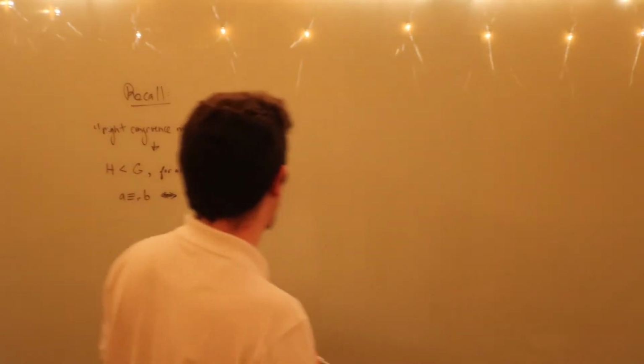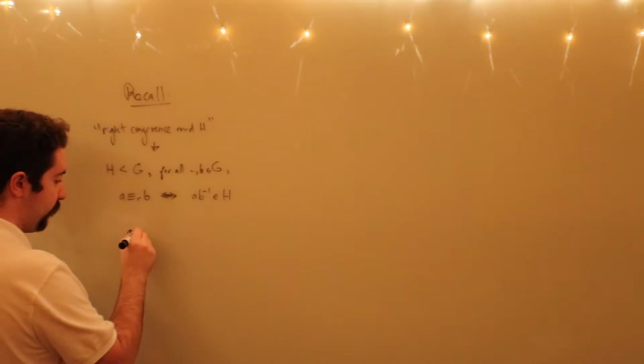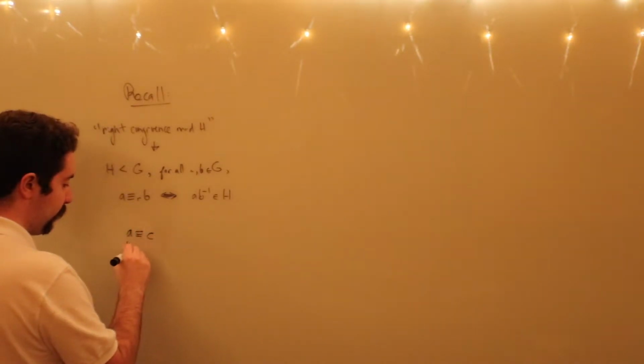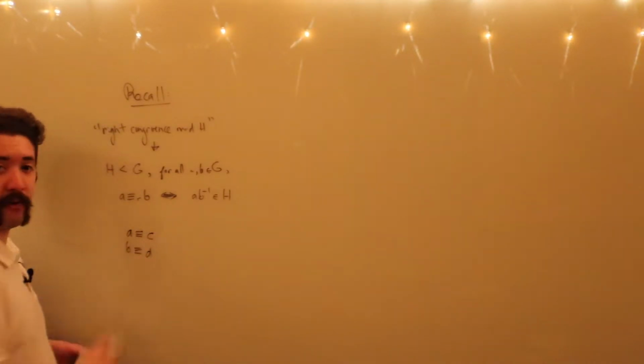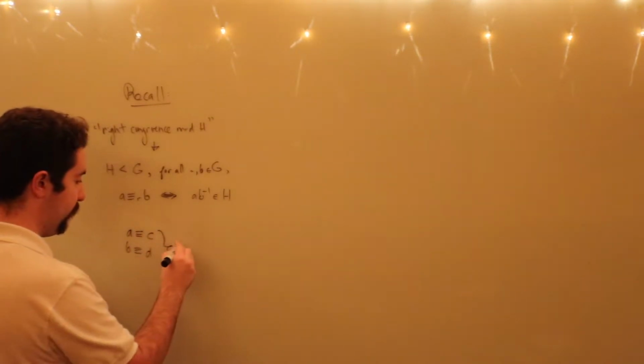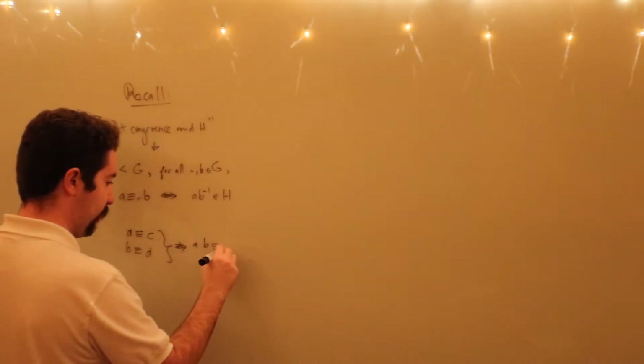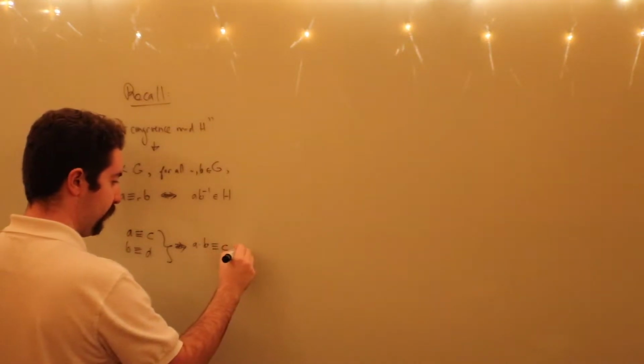Now we're going to add the further property that A congruent to C and B congruent to D. I'm just going to write congruent instead of right congruent. Please take my meaning accordingly. And these two together now imply that A times B is congruent to C times D.